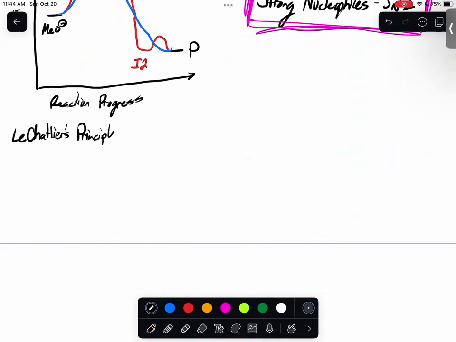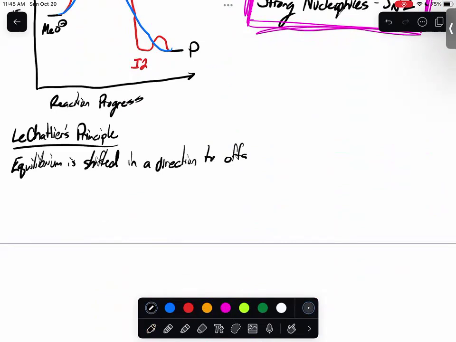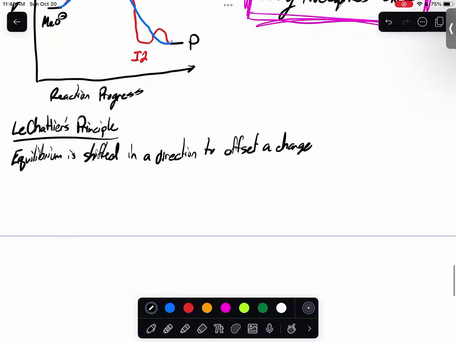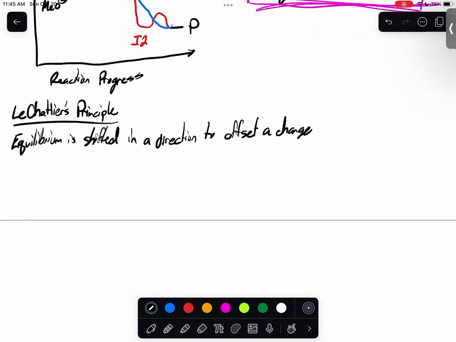Right? Essentially, what Le Chatelier's principle says is that equilibrium is shifted in a direction to offset a change, right? And this is the reason why we actually use the solvent as our nucleophile. Because if we look at this reaction from this perspective, and we look at that acid base step, right?